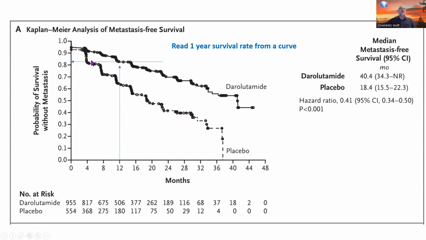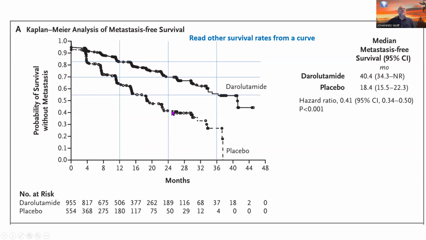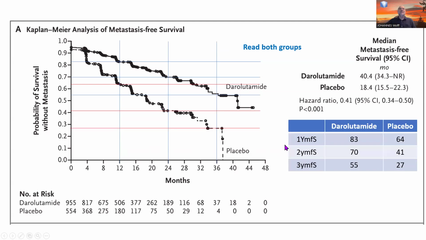You can also read the 1 year survival rate if you want more numbers, and you can do this with 1 year, 2 year, 3 year, and you can do it with the treatment curve and with the placebo curve, and you get to those numbers. The numbers all say the same thing. The 1 year metastasis-free survival rate with the drug was 83%, with placebo only 64%. However you look at this curve, it is clearly a winner for the drug.